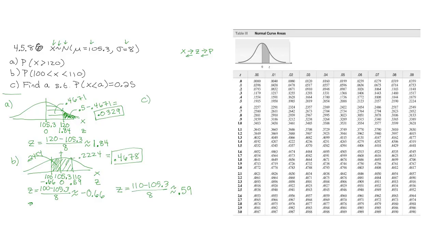We want to find some value, some x naught value, or in this question they're calling it a. We want to find some a value such that the probability x is less than a is only 25%. So drawing this out, I'm just drawing my curve.